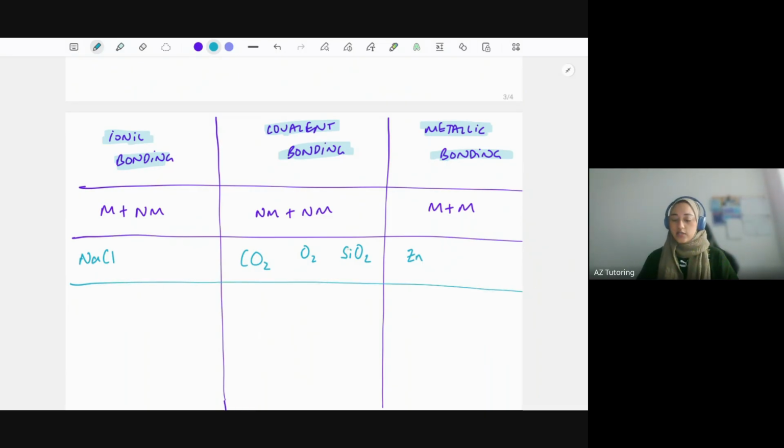So silicon dioxide, I've seen that as a common mistake. Students say that's ionic bonding because it assumes silicon's metal, but it's not, it's a non-metal. You can confirm that on the periodic table.